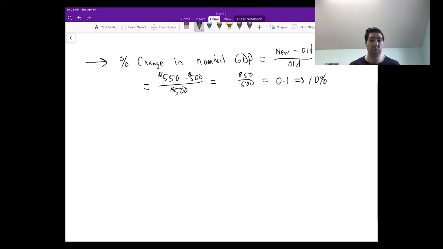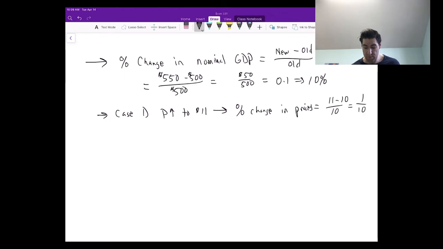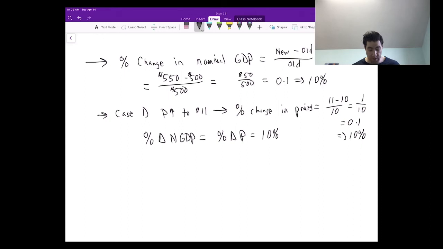And what I want to convince you of is that that's going to be composed of the percent change in the price level plus the percent change in the quantity or real GDP. So in my case 1, price increased to $11. Percent change in prices was 11 minus 10 over 10, which is 10%. Price goes from 10 to 11. That is a 10% increase in the price. And so notice the percent change in nominal GDP is equal to, in this case, the percent change in the price, 10%.